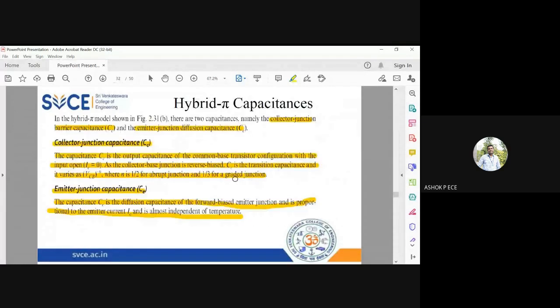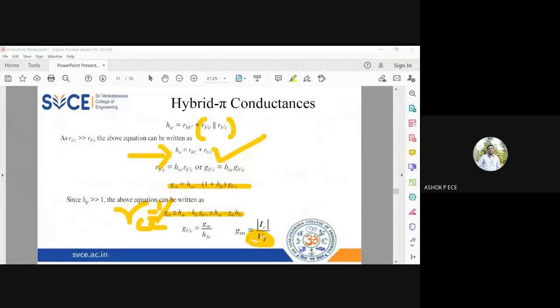So any doubt in the hybrid pi model, you can ask now. I'm going to pause for a few seconds. Hybrid pi model is over. We will be seeing the next model now. So any doubts, you can ask me now. I'll wait for a few seconds. If there is no doubt, then we'll continue with the next model after that.